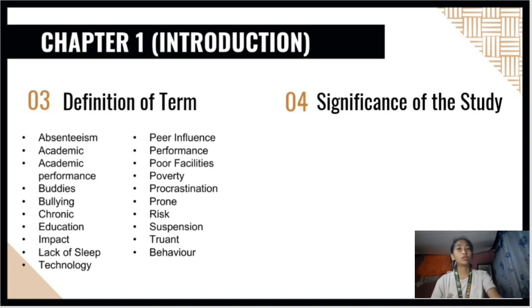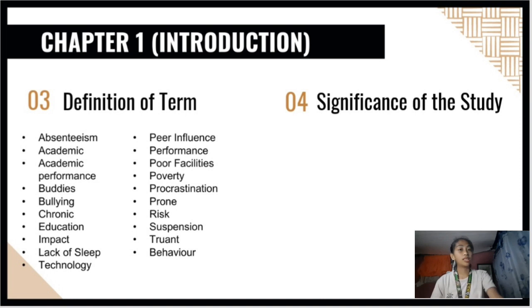The next one, a common reason for the effect of absenteeism, is poverty. When you say poverty, it's a class of life of those people who are unfortunate in money, basic needs, and shelter to live their own life. And the next one is procrastination. It is the process of postponing or delaying something.